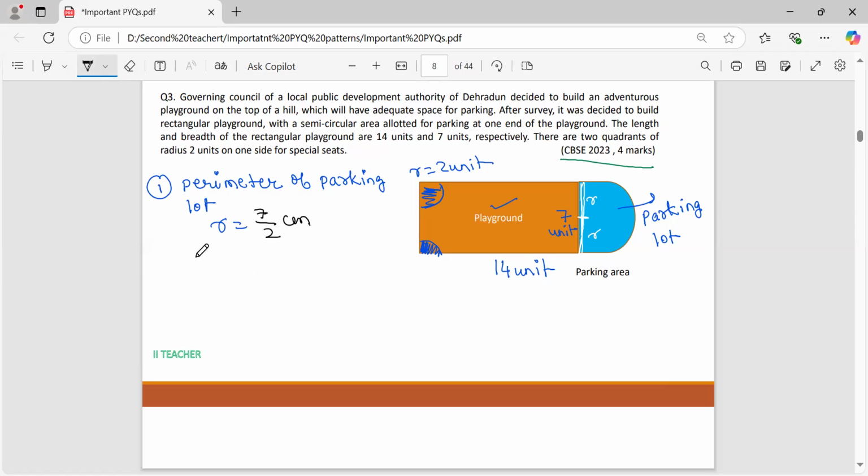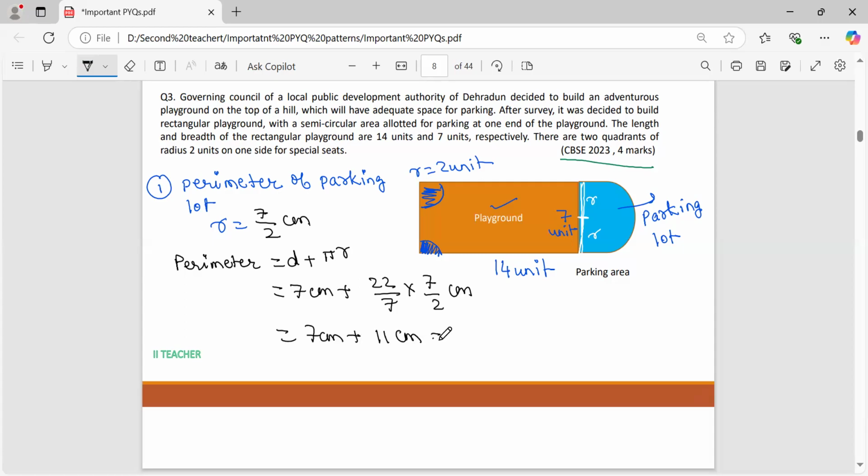So perimeter of the parking lot is the diameter d plus pi r, which is half the semicircle, right? So diameter is 7 centimeter plus 22 by 7 into 7 by 2 centimeter. So 7 7 cancels and this becomes 11. So 7 centimeter plus 11 centimeter is equal to 18 centimeter. This is the first part of the question that you have to solve. So after reading that question, I made the diagram. That is the first part.